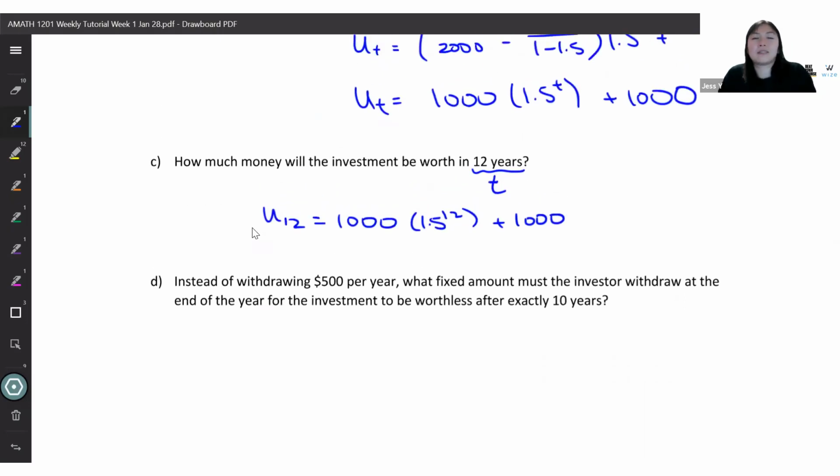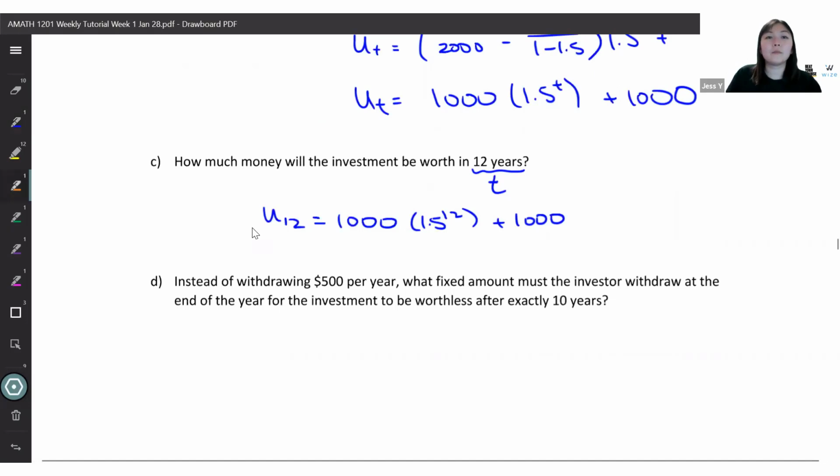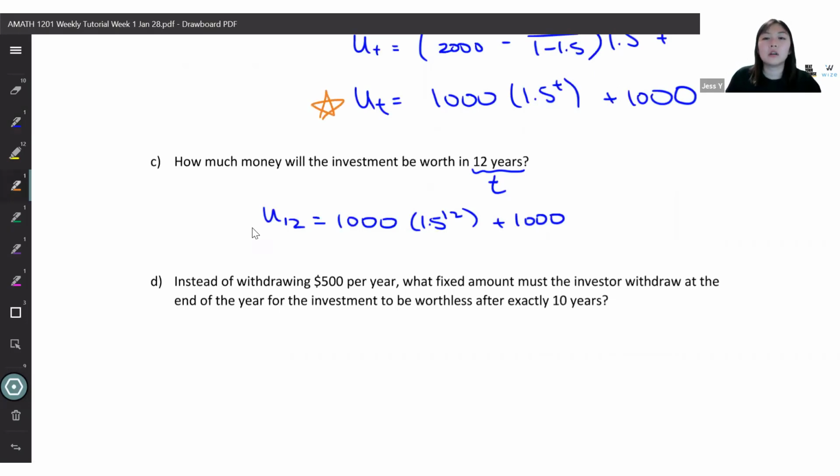So some students, this is a common mistake I've seen. They're like, okay, I did all that work in part B. I found this equation. Let's put t equals 10 and then solve for u sub t. Don't do that. We got that equation by assuming the investor withdrew $500 every year. But right now they're saying, no, B is no longer negative 500. They're asking for us to find the B value.